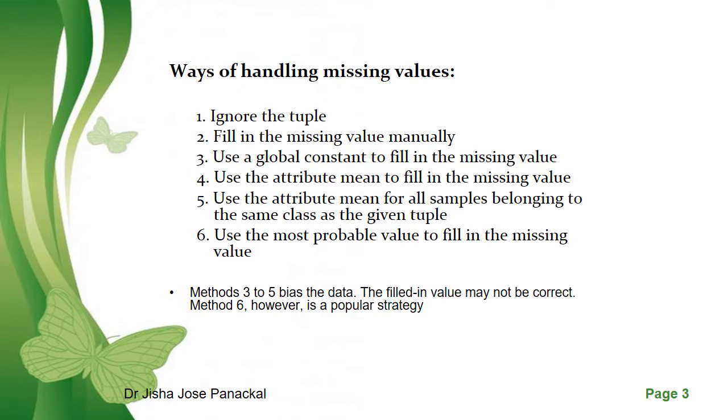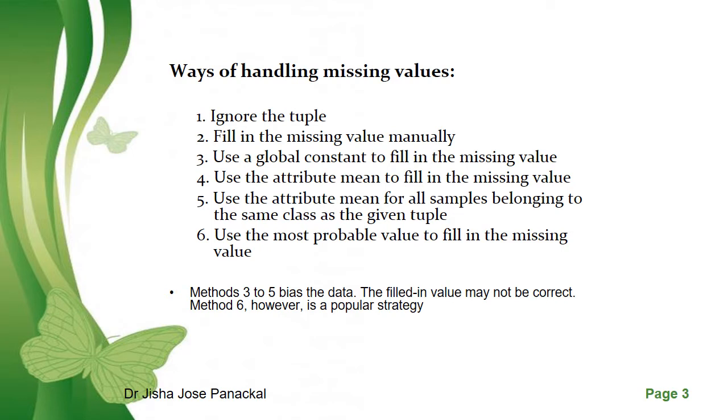The missing values can be handled in different ways, including 1 to 6. We can ignore the tuple, fill in the missing value manually, or we can use a global constant to fill in the missing value. Use the attribute mean to fill in the missing value. Use the attribute mean for all samples belonging to the same class as the given tuple. Or we can use the most probable value to fill in the missing value.